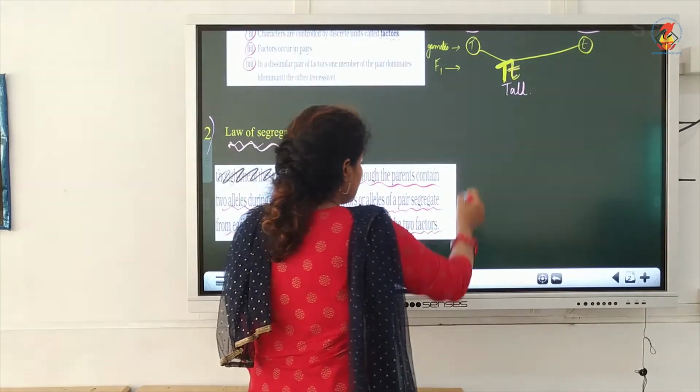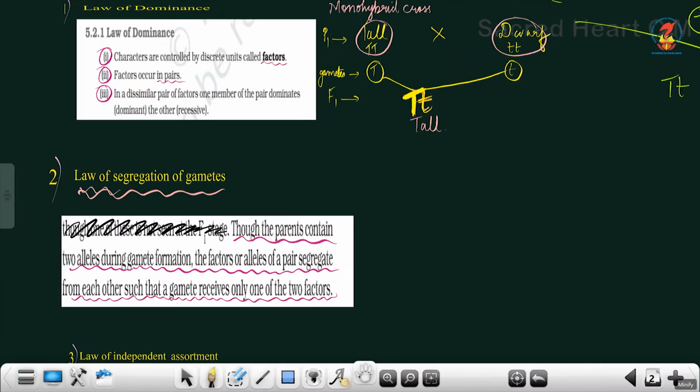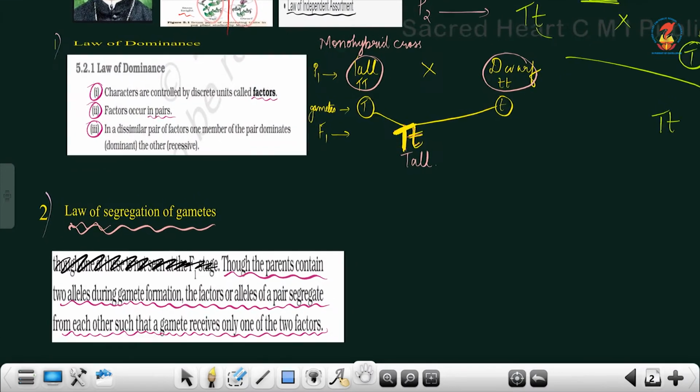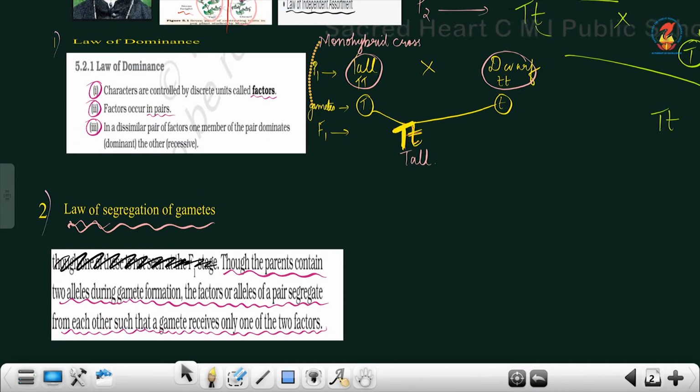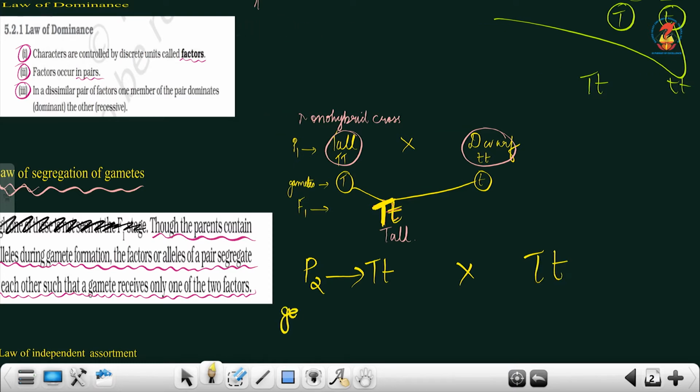To illustrate this law, I have to give the same example of the monohybrid cross. So, continuation is from here. We worked out the cross to explain the first law. Now, from here I am continuing. How is the P2 denoted? We have to self it. Capital T, small t, cross, capital T, small t, and we know both are tall. Next, gametes.